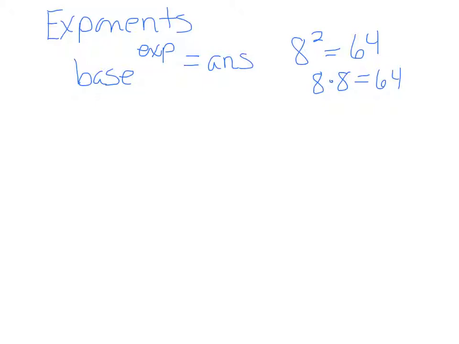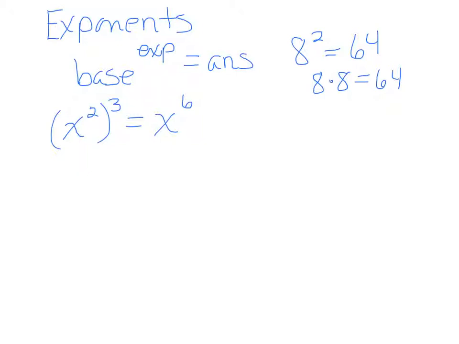We also know that there are some properties of exponents. One property is what's called power to a power. So if I had x to the second raised to the third, it would become x to the sixth, because you multiply the exponents when it's power to a power.